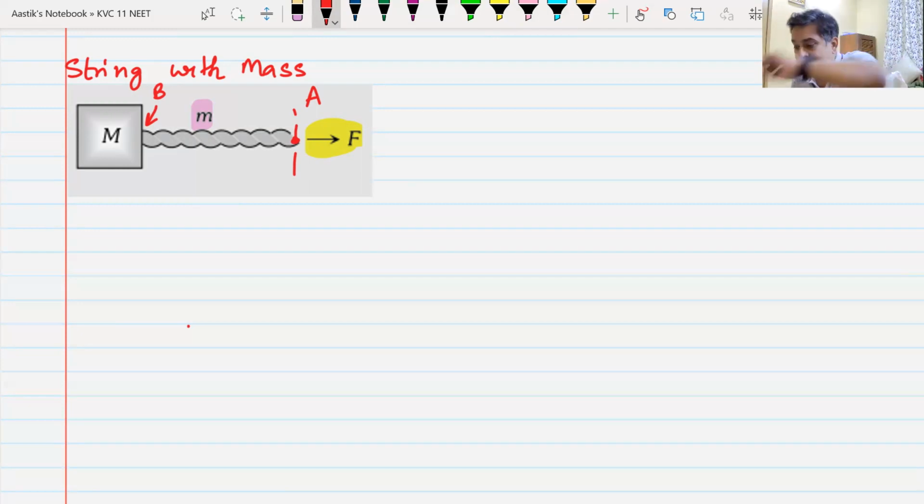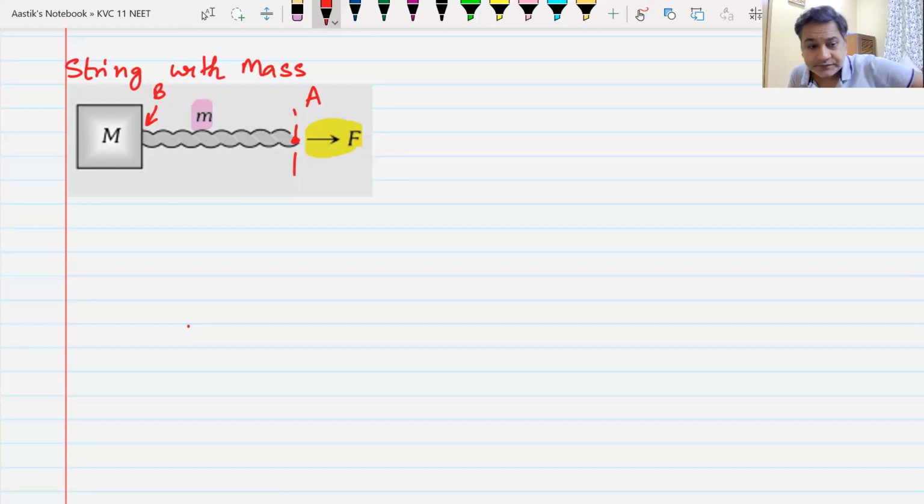The tension at end A is going to be F, but now the tension at end B will not be F. It will be something different, and then this system will move. So there are two things that they will ask here. The first thing is, what is the acceleration of the system? Second thing, what will be the tension at the end B?